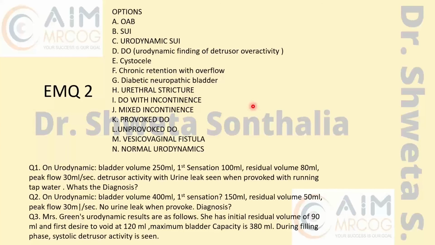And what's the diagnosis now? It's detrusor overactivity, provoked detrusor overactivity. Very good, because they have already given you the word provoked, that it is provoked by running tap water. So it is not idiopathic. It is when you run the water that she had the detrusor overactivity. So this is provoked detrusor overactivity. So the answer is K. Yes. Next question.